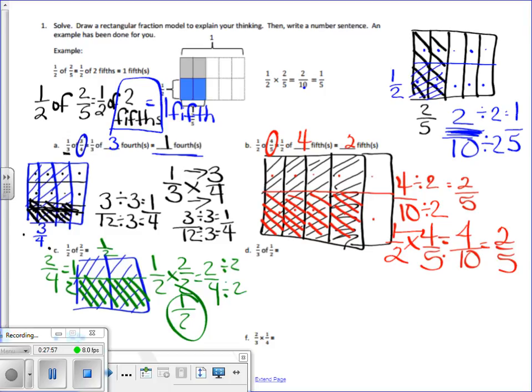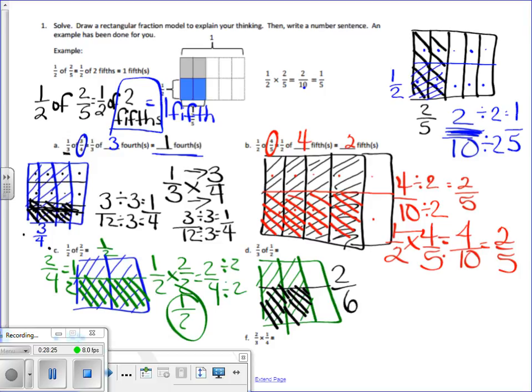Okay. 2/3 of 1/2. 1, 2, 3. 2/3 shaded in. And then you go across. Go forward. 1/2. So now you have 2 out of 1, 2, 3, 4, 5, 6. 2/6. Simplify it. And you get 1/3. 1/3. I think you got it.